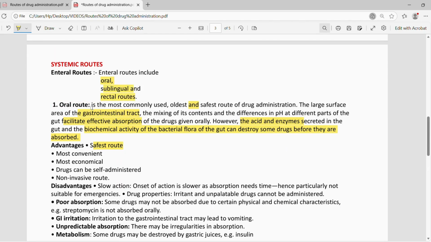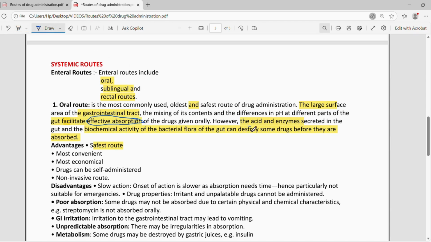Oral is the most commonly used, the oldest and the safest route of drug administration. As you all know, most of the drugs are taken through the oral route. The larger surface area of the gastrointestinal tract, the mixing of its contents, and the difference in pH at different parts of the gut facilitate effective absorption of the drugs given orally. Here it is introduced into the oral cavity, it goes into the GIT, and the mixing of the contents takes place with different pH at different parts of the gut, which facilitates effective absorption. So it helps in absorption.